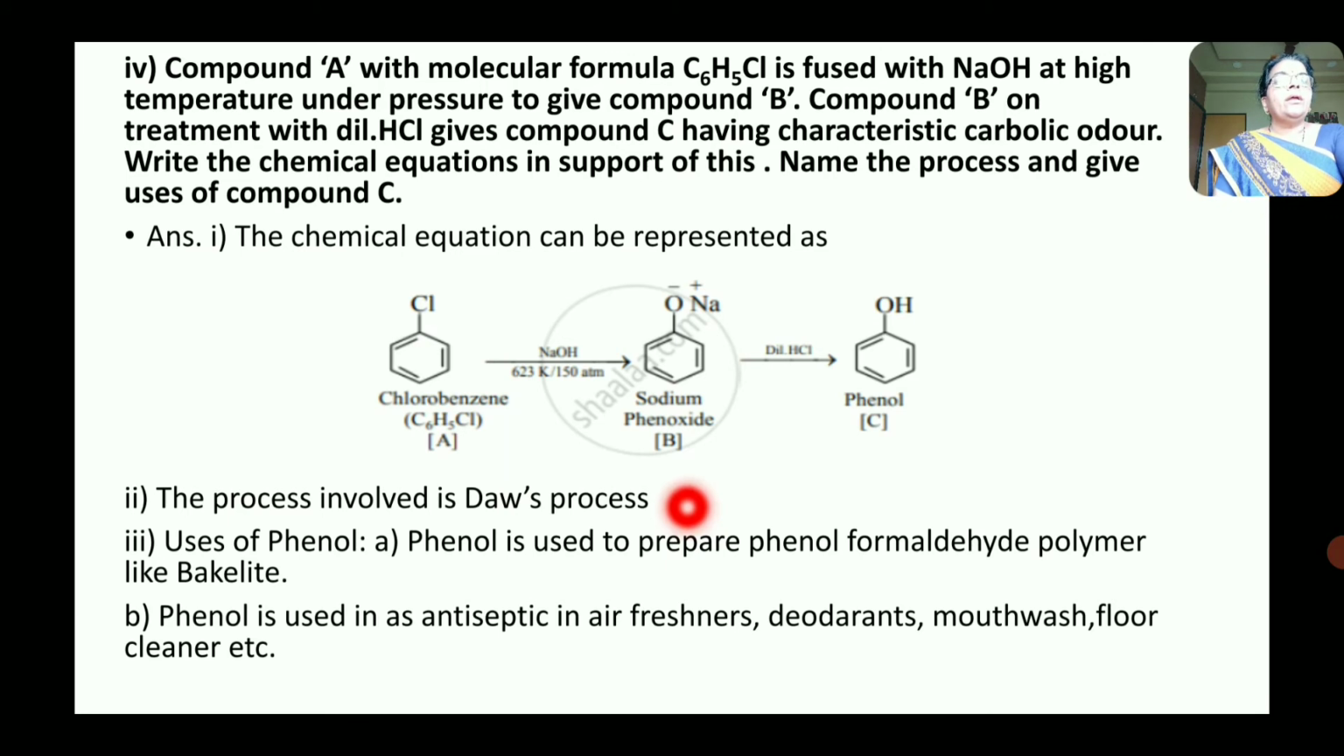Now here, name the process and give uses of compound C. Now this process is Dow's process, and uses of phenol are: phenol is used to prepare phenol formaldehyde polymer like bakelite. That is, this phenol is used to prepare bakelite.